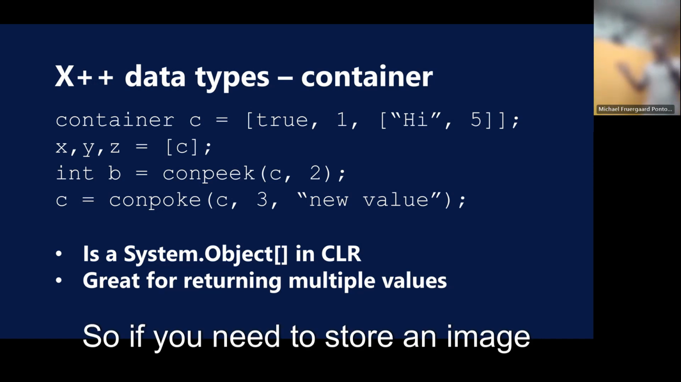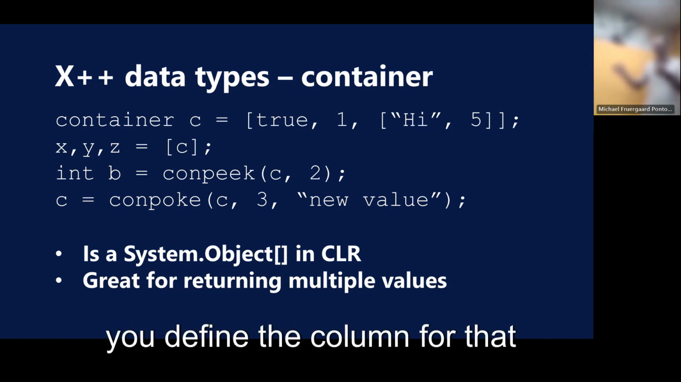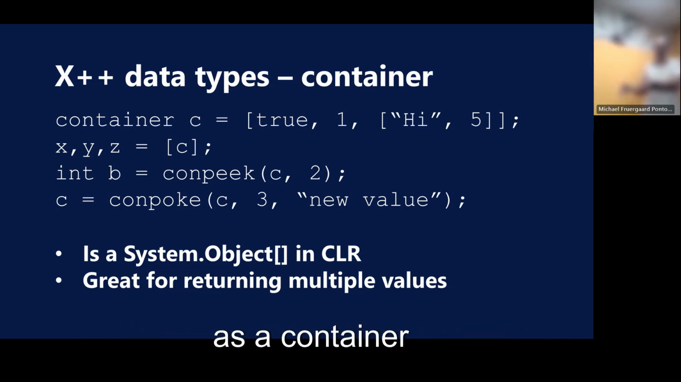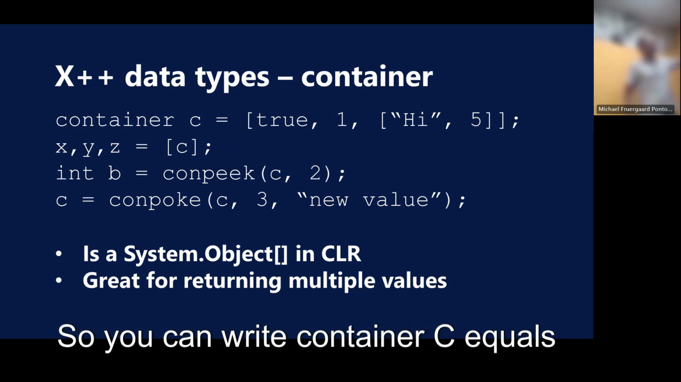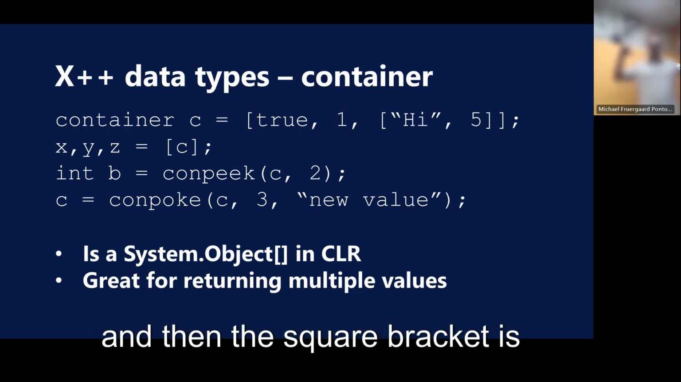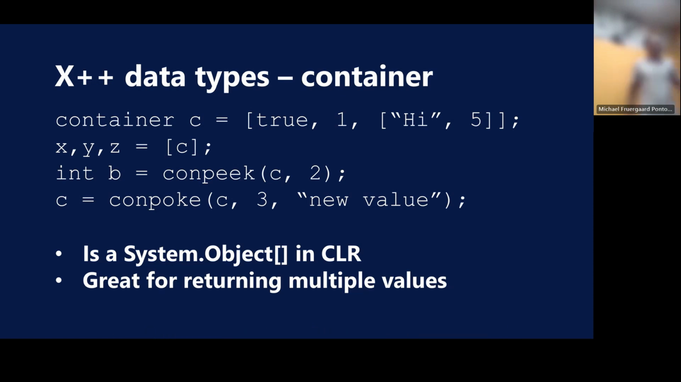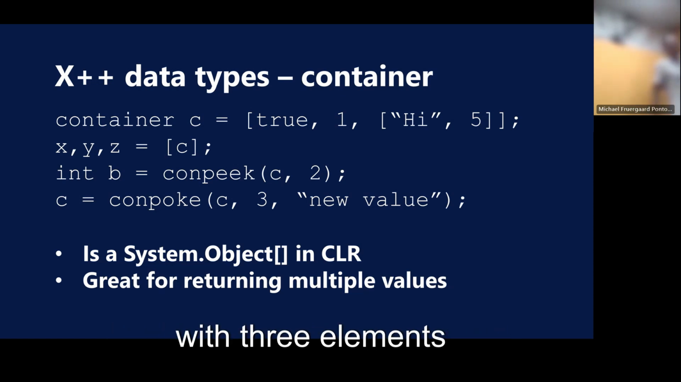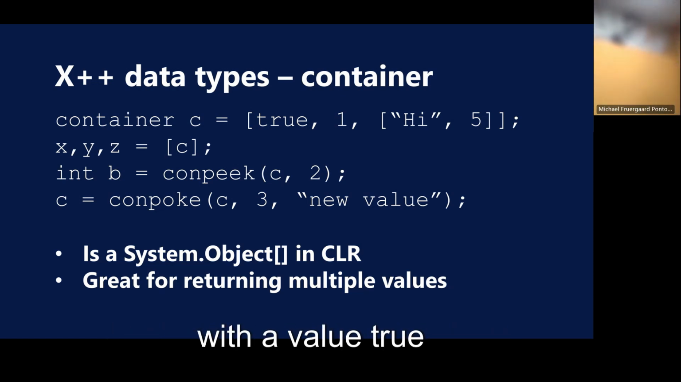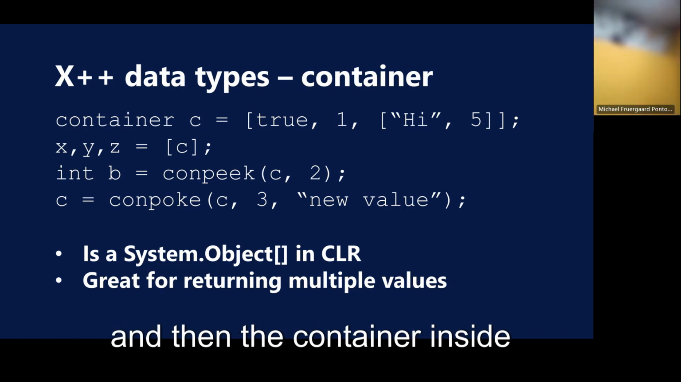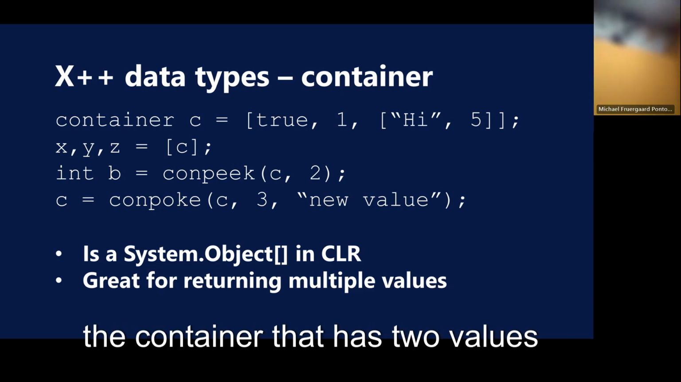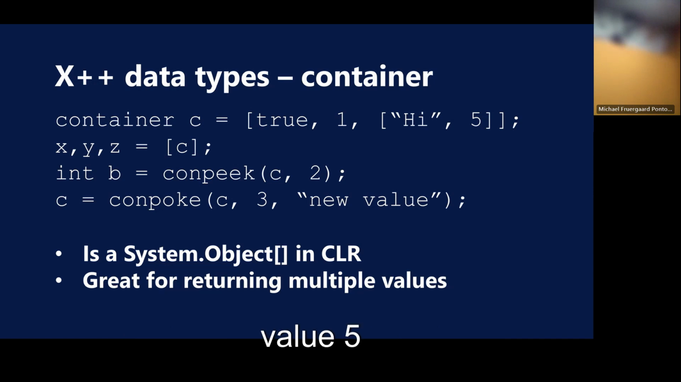So if you need to store an image, for example, in the database, you define the column for that as a container. But it can also be used in X++. So you can write container c equals, and then the square brackets is a container. So this will create a container with 3 elements. The first one being a Boolean with the value true, then an integer with the value 1, and then a container inside the container that has 2 values, a string "hi" and the integer value 5. It's kind of a nice way of building things up.